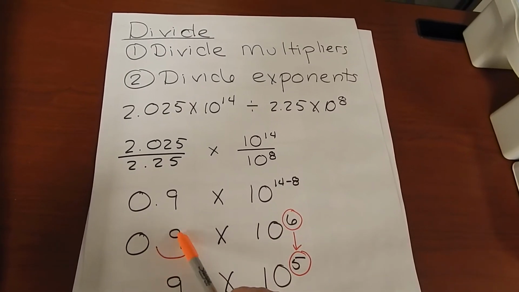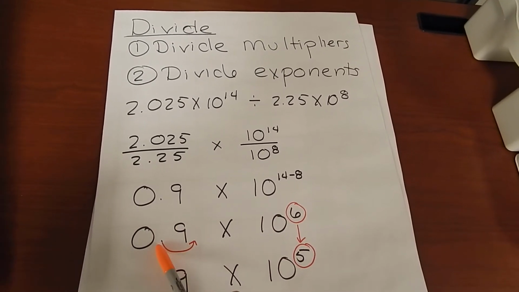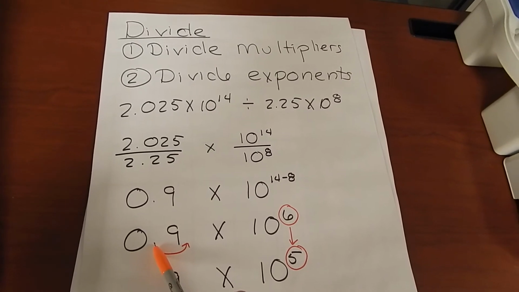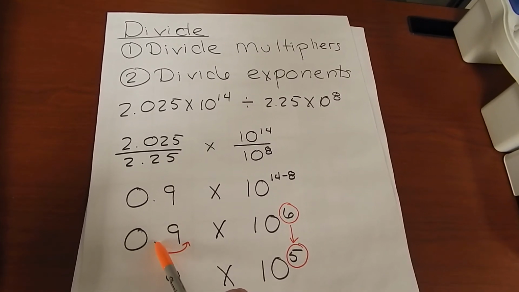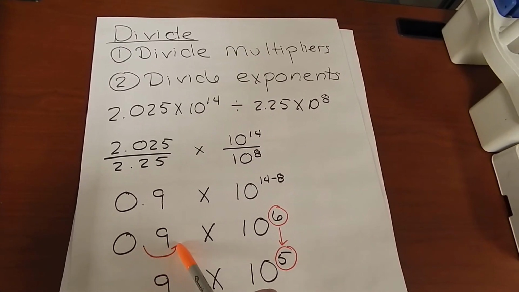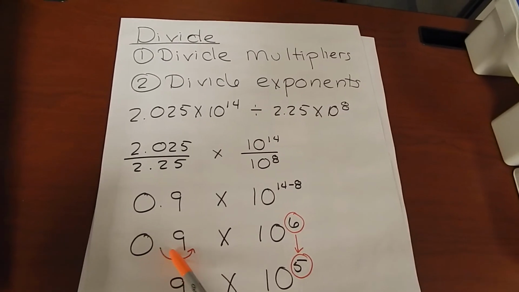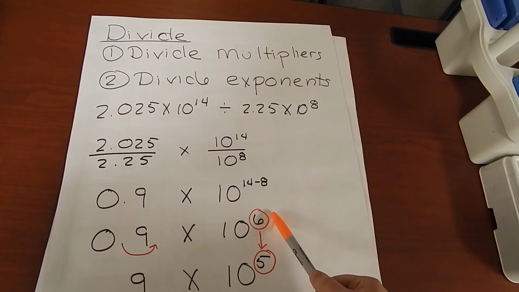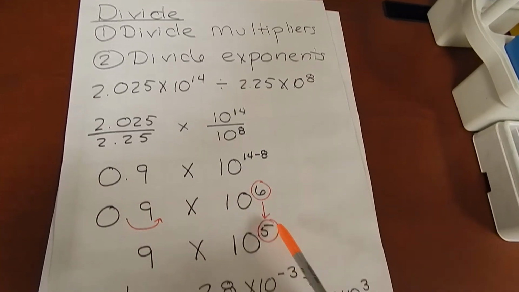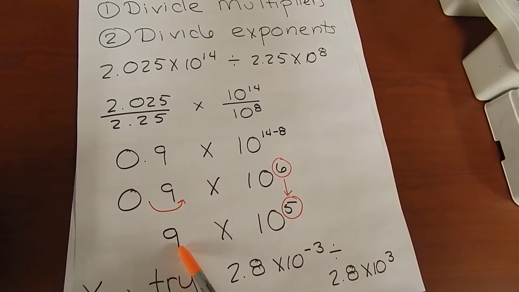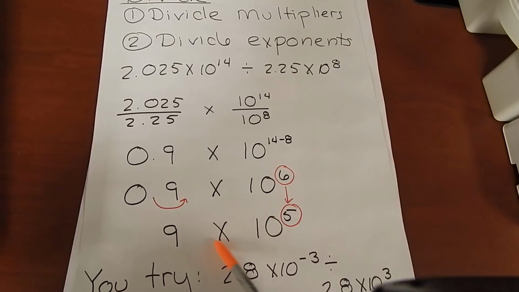Now remember, we need to write this in scientific notation, and my decimal's over here. I don't want my decimal there, I want one number to the left of my decimal. So what do I have to do? I have to move it one space to the right. If I move it one space to the right, my exponent gets smaller, and so I go from 6 to 5. So my answer is 9 times 10 to the 5th.